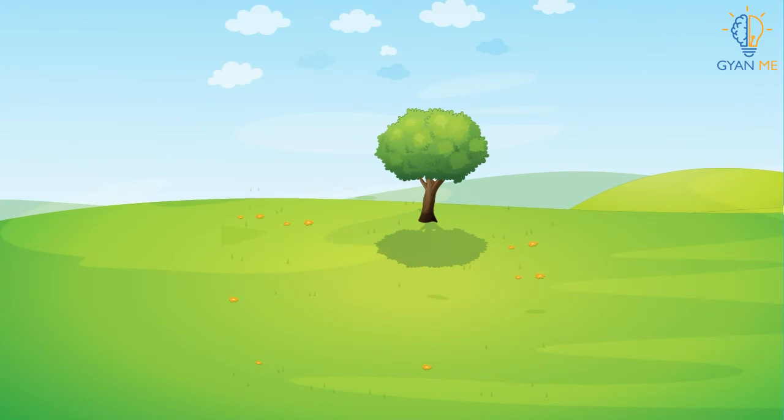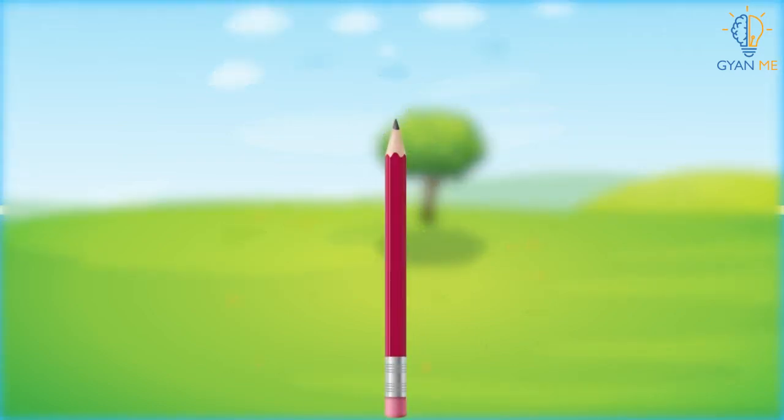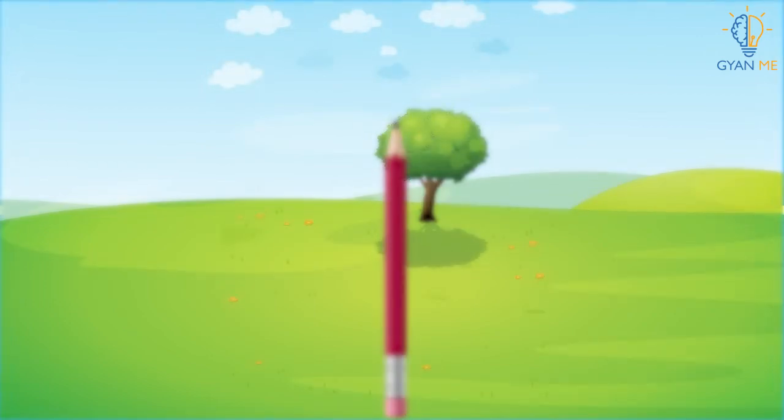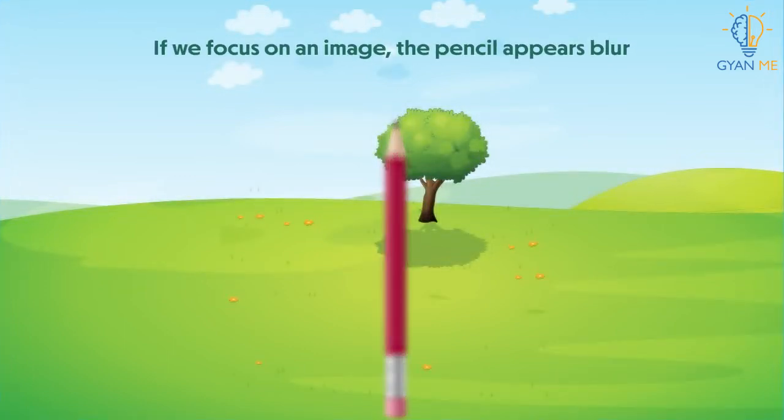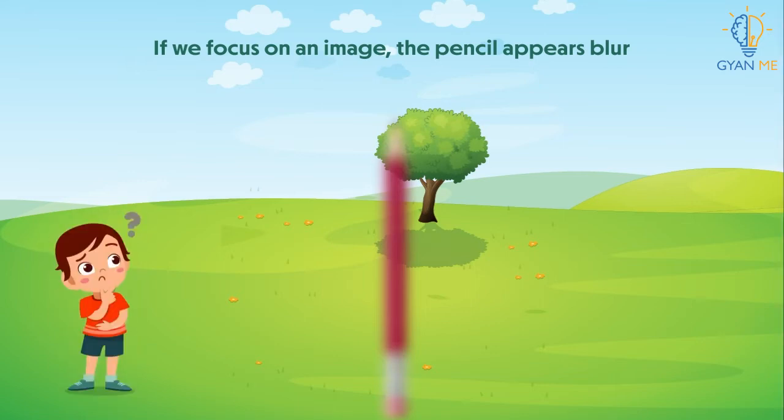Look at this image on your screen. Can you see it clearly? Yes, indeed. Now keep one pencil in front of it. Now try to focus on both the pencil and the image in the back together. Were you able to get a clear image of both objects at the same time? No, isn't it? Definitely. What happens is that when we focus on a pencil, the image behind blurs out, and if we focus on the image, the pencil blurs out. Have you thought about why this happens?